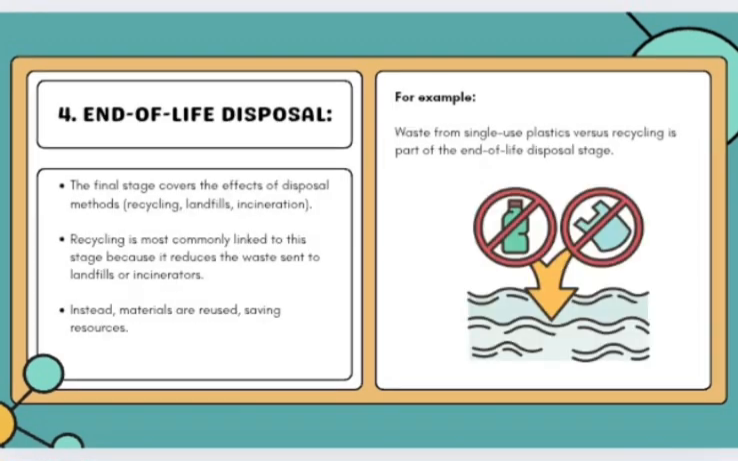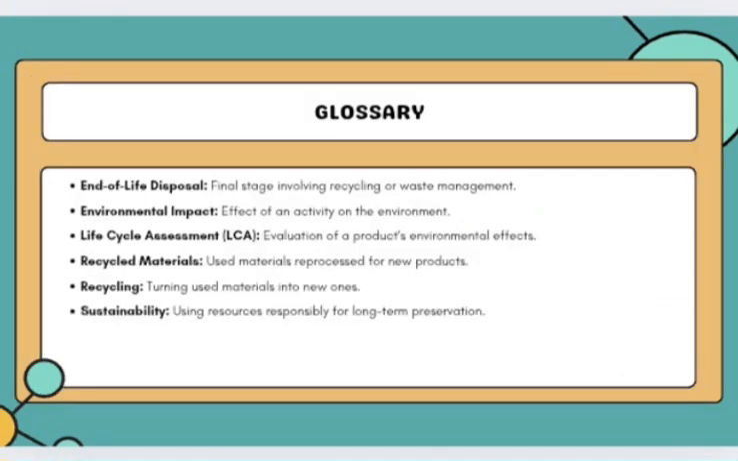The last and final stage is end of life disposal. The final stage covers the effects of disposal methods. For example, recycling, landfills, incineration. Recycling is most commonly linked to this stage because it reduces the waste sent to landfills or incinerators. Instead, materials are reused, saving resources. You can see the example here, waste from single use plastics versus recycling is a part of the end of life disposal stage. Here at the end you can see the glossary.